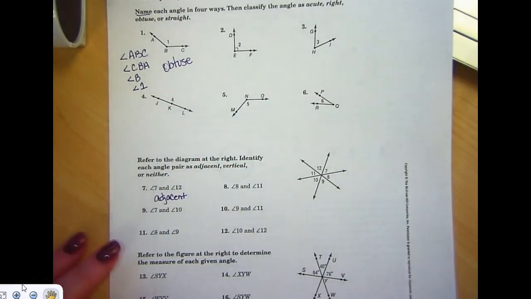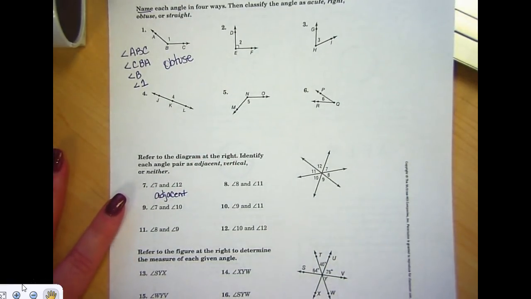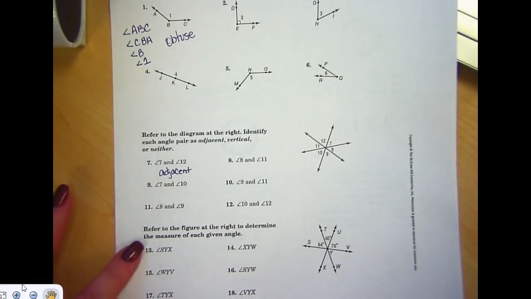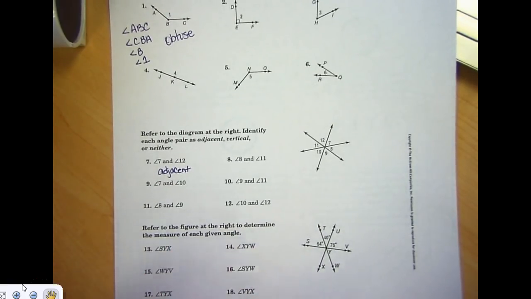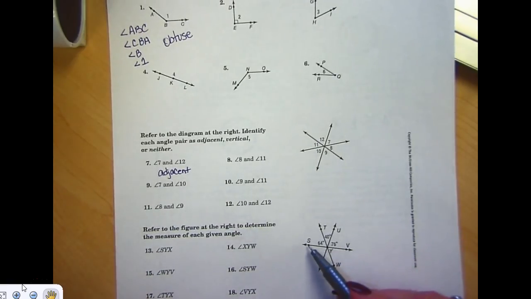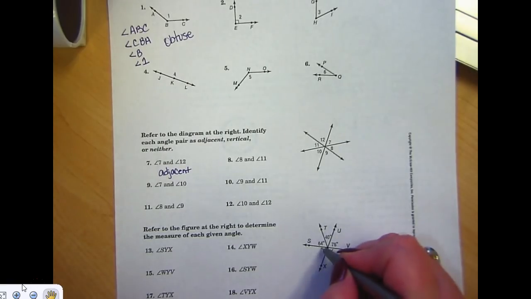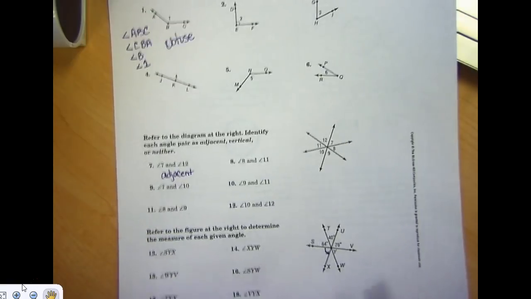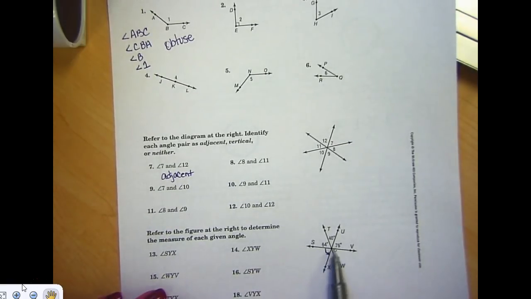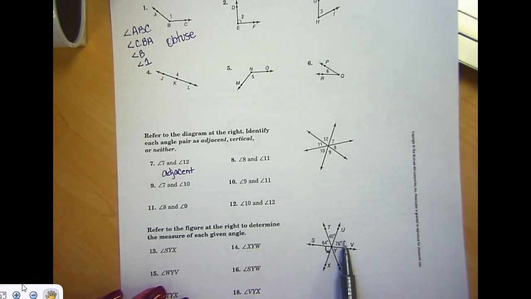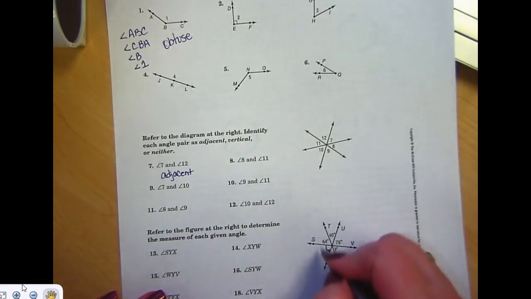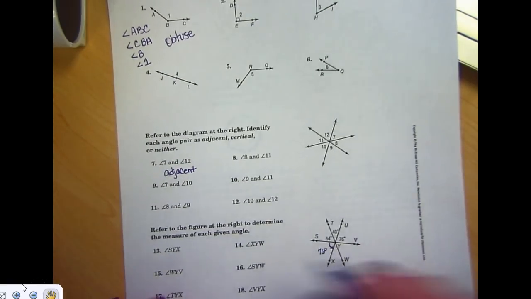So when you work on this tomorrow, do you think you might need your notes from your journal? Yes. All right. Down here, refer to the figure at the right to determine the measure of each given angle. So let's take a look at 13. Angle SYX. SYX. We're talking about this one right here. What is the measure? So if I look straight across at its vertical angle, what is the angle straight across? 76 degrees. So what does that make this one? 76 degrees.